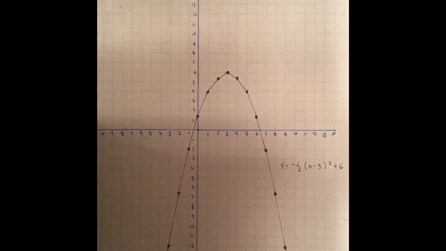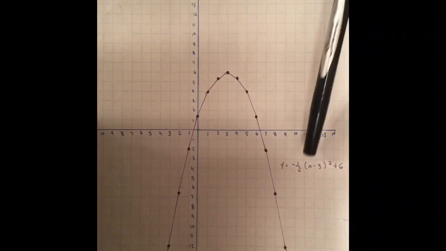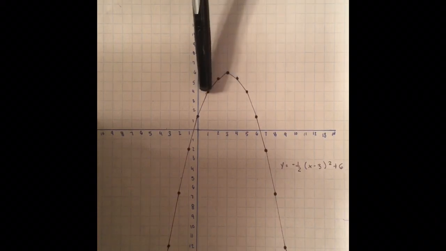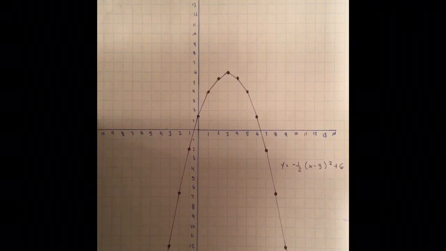Keep in mind that because the equation is y equals negative 1 over 2 bracket x minus 3 bracket squared plus 6, it will open down. For the next point, you will do the same thing. So over 2, 2 to the power of 2 is 4, times 0.5 is 2. So you would move to here. And you continue this until you run out of space on your graph and mirror it on the other side.